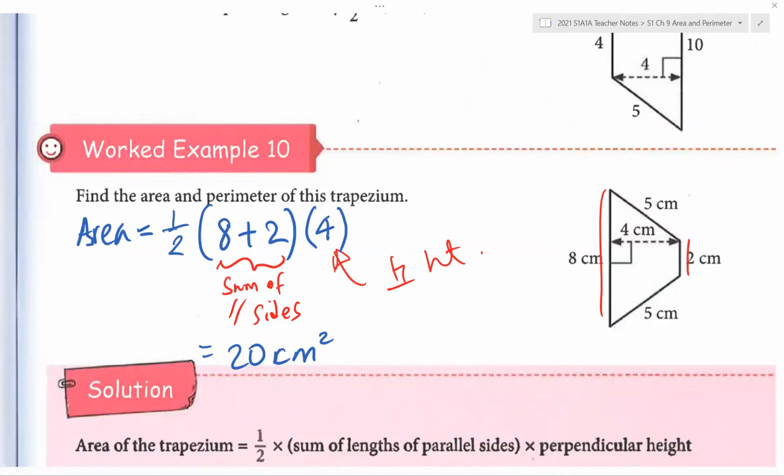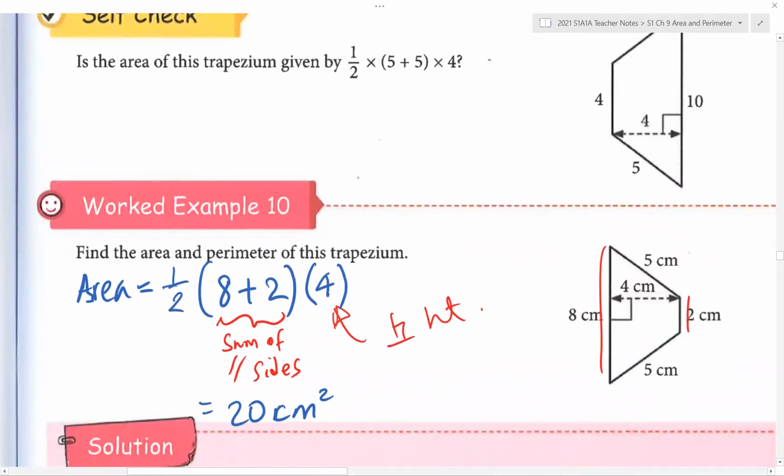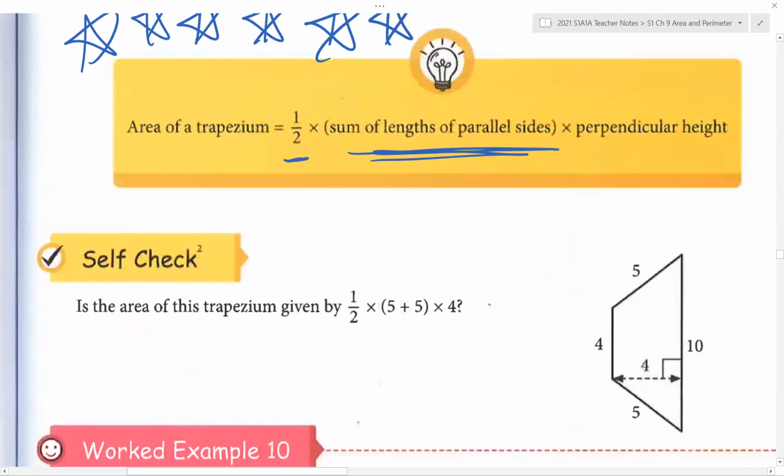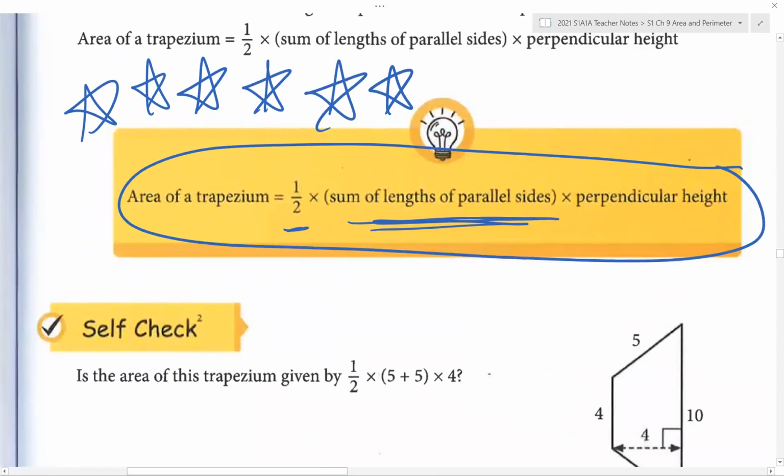So what do you have for your homework? Your homework is, you only have 2 questions for homework, right, from your workbook? And the other homework is to memorize this. Memorize. Why 8 plus 2? Because they are the sum of the parallel sides.